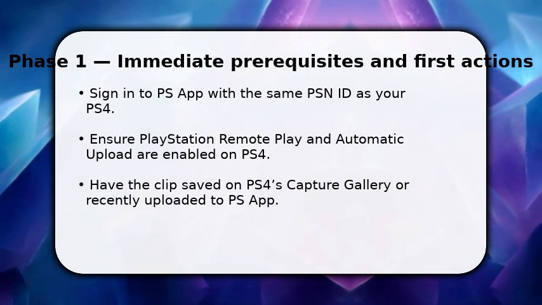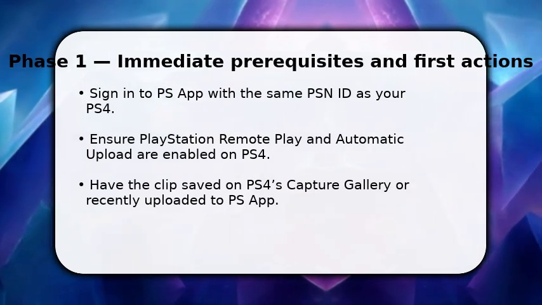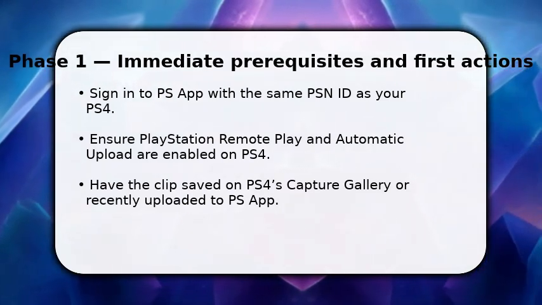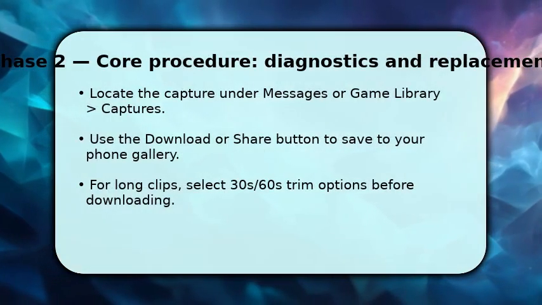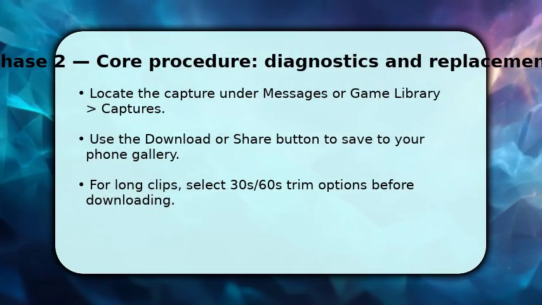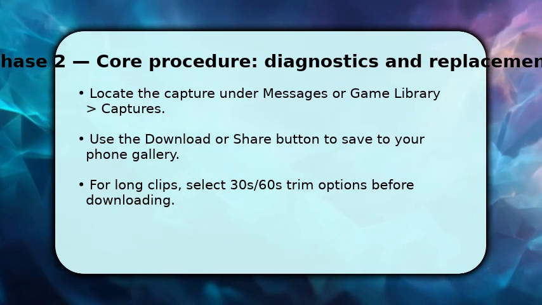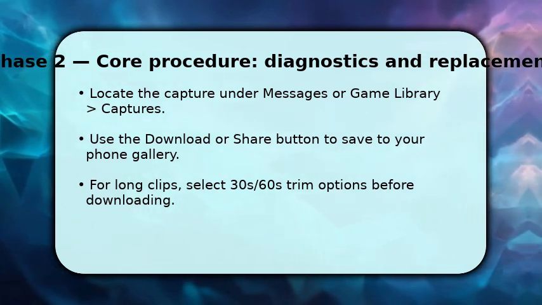If you don't see the clip, use Remote Play to wake the console and confirm the clip exists in Capture Gallery before proceeding. Now retrieve and transfer the clip. Navigate to the game's page or the messages conversation where the clip is listed. Tap the clip preview to open it.